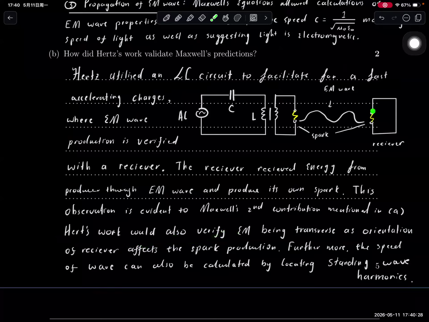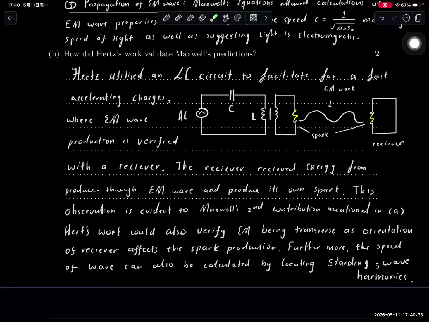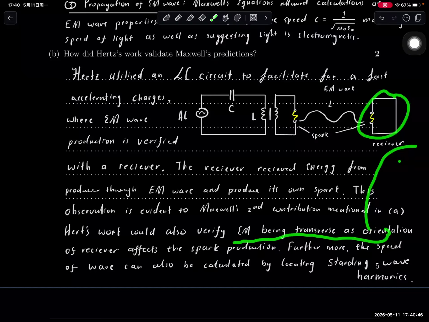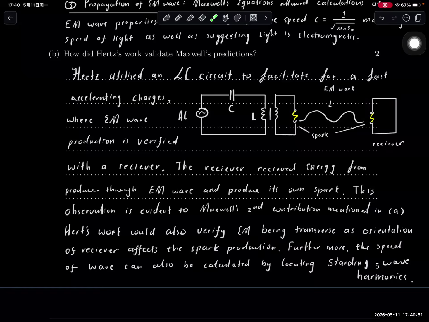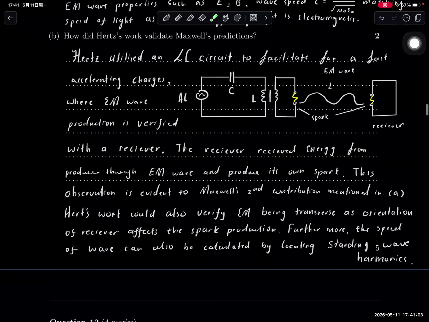Other than this, the fact that we form a spark is pretty much indicating electromagnetic waves can be produced by accelerated charge, and his work was not only limited to showing this. He was also able to show how electromagnetic waves are transverse, as you can orientate the receiver differently and then see the magnitude of the spark. He was also able to calculate the speed of electromagnetic waves experimentally by looking for standing waves in between. So it was just a very nice summary here.